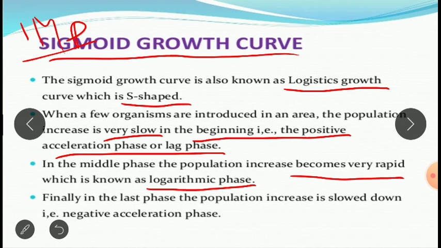And finally, in the last phase, what happens? The population increase slows down. Why? Because the resources become limited. The population has reached a large number. So how much food is there? Only that many organisms can eat it. So because of that, the population increase slows down.